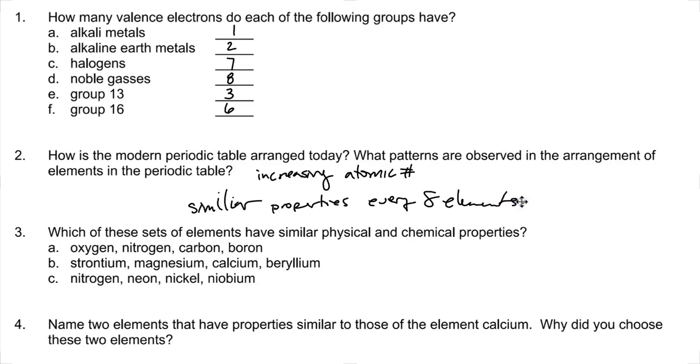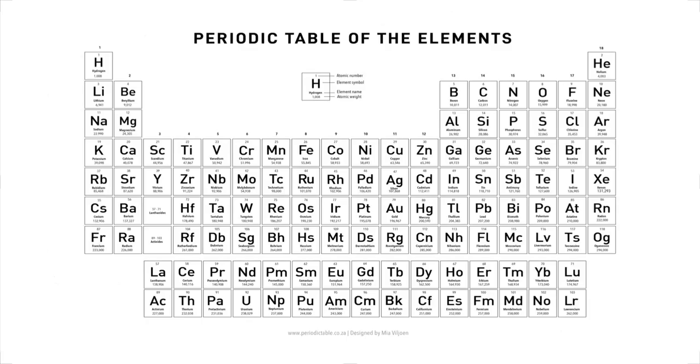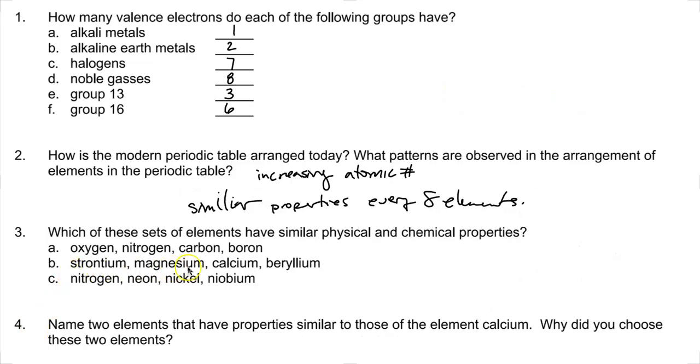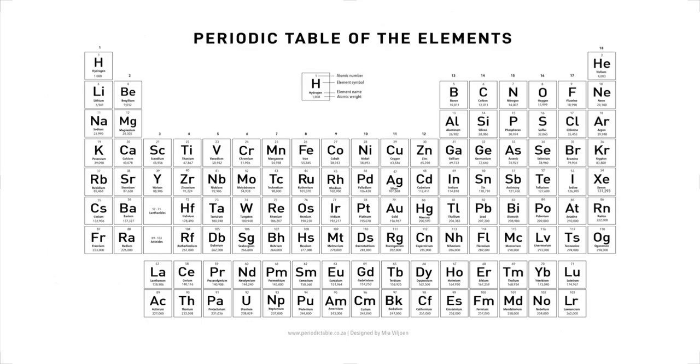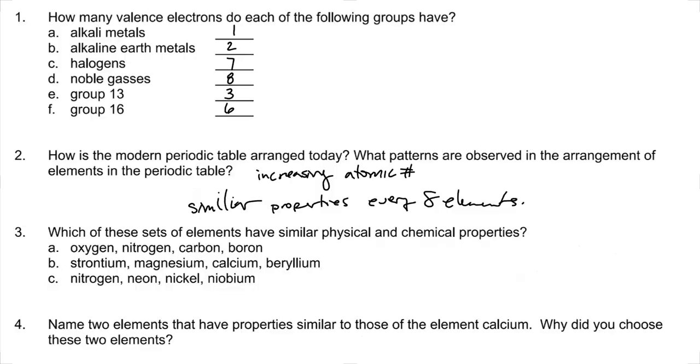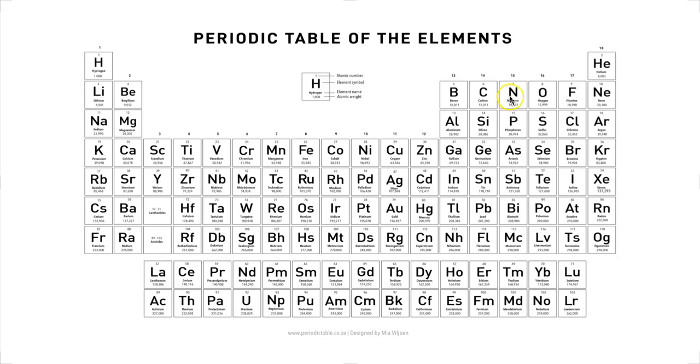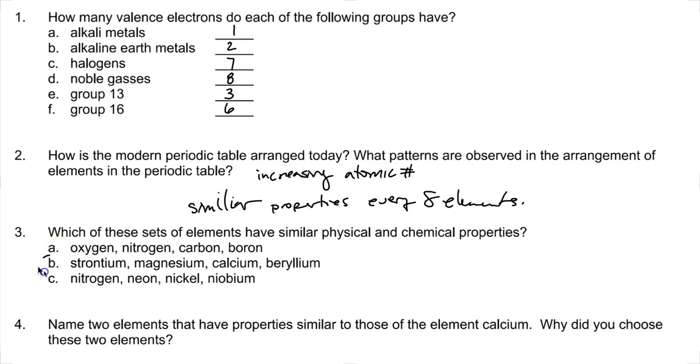Okay, which of these following sets of elements have similar chemical and physical properties? Well, in looking at these, oxygen, nitrogen, carbon, and boron, if we look at those elements, they're right here. They're in the same period, but not in the same group or family. Probably not that one. Strontium, magnesium, calcium, beryllium. Okay, looking at those, well, lo and behold, they are in the same family. They're all alkaline earth metals. Probably a good choice. And then the last one is talking about nitrogen, nickel, and niobium. You look at those, well, they're kind of random. They're just ones that start with the letter N. So best choice for number 3 is B.